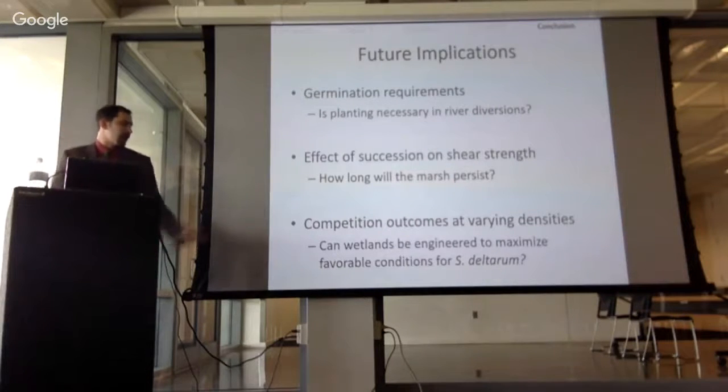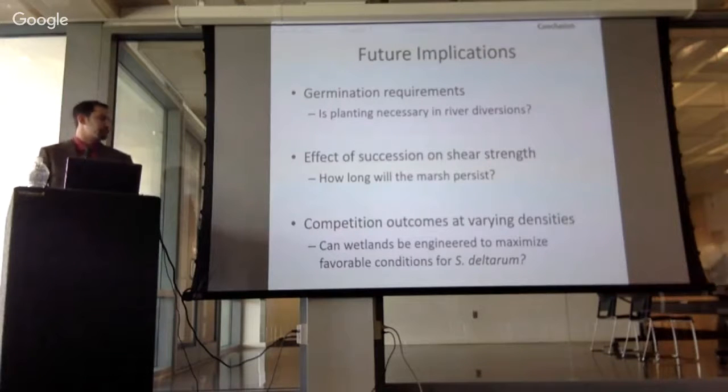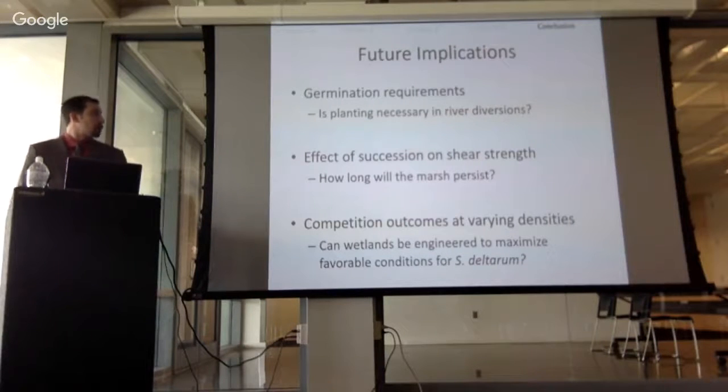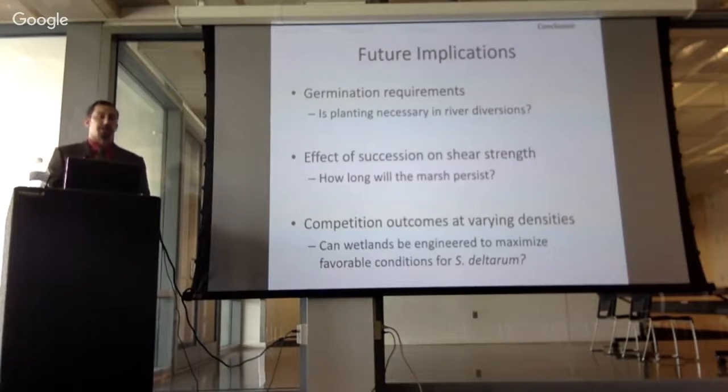And all in all, I wonder if it'd be possible to engineer these systems to promote the type of plants that most help keep that marsh persistent, whether that's Schoenoplectus, whether that's another species. It'd be interesting to figure that out. So I hope I've illustrated the importance of these interactions between ecological and geological factors, as well as the need for a lot more research pertaining to these interactions.